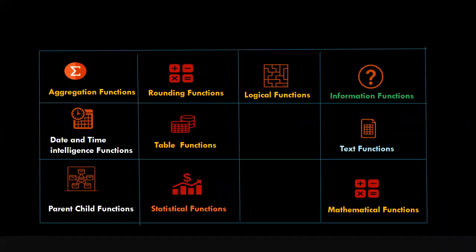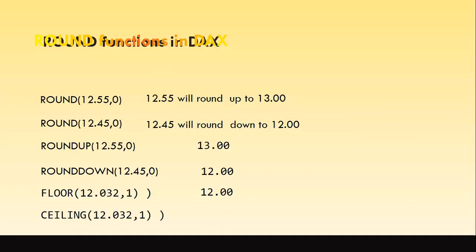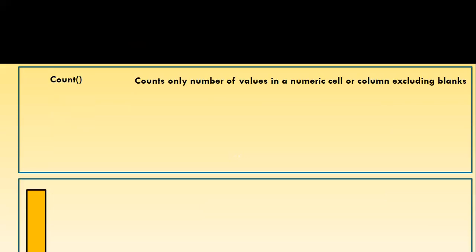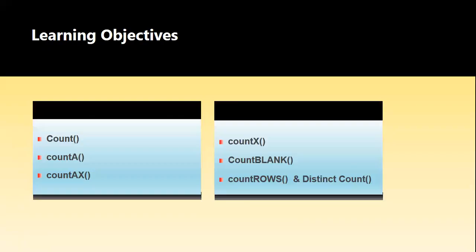Now what we will do is directly jump into the types of DAX functions that are available. These are the important types of DAX functions you should be learning: the aggregation function, round function, logical function, information function, date time, and so on. I'm going to skip this one a little bit, but don't worry, I'll be covering everything. We'll start with the aggregation functions, the count function. There are seven different types of count functions available in DAX: COUNT, COUNTA, COUNTAX, COUNTX, COUNTBLANK, and others. We'll quickly take a look at these functions now.